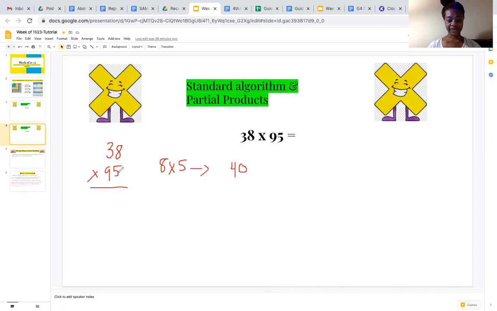Then we have 5 times 3, or really 30 since it is in the tens place. So 5 times 30, or 30 times 5, that's the same, right? Doesn't really change the product. We get 150. Now we have 9 or 90, since it is in the tens place. So 90 times 8, or 8 times 90. That gives us 720.